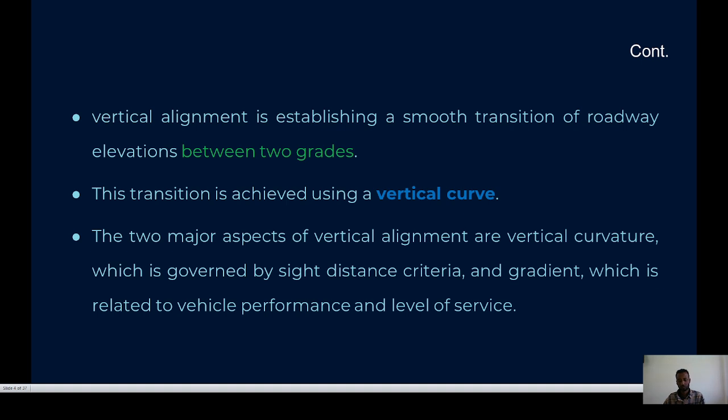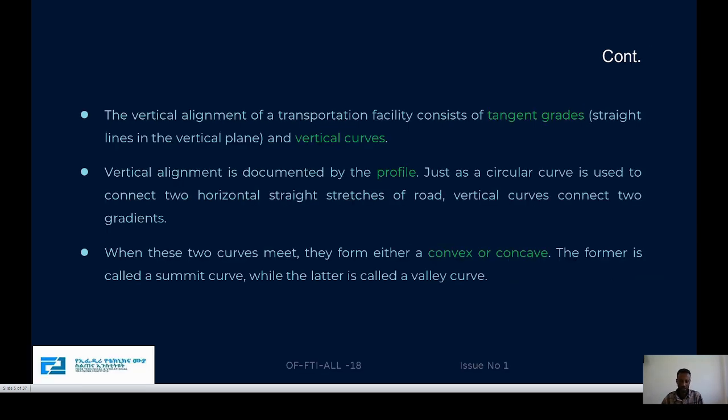A vertical alignment establishes a smooth transition of the road's elevation between two grades. This transition is achieved using vertical curves, and these vertical curves have two major aspects. The first is the vertical curvature, the curve part, which is governed by the sight distance criteria, the gradients, and is related to vehicle performance and level of service. So if the grade is higher or steeper, the performance of vehicles, for example tractors, is affected, since it is difficult to climb the grades. The speeds will decrease, and the level of service of the road will also decrease.